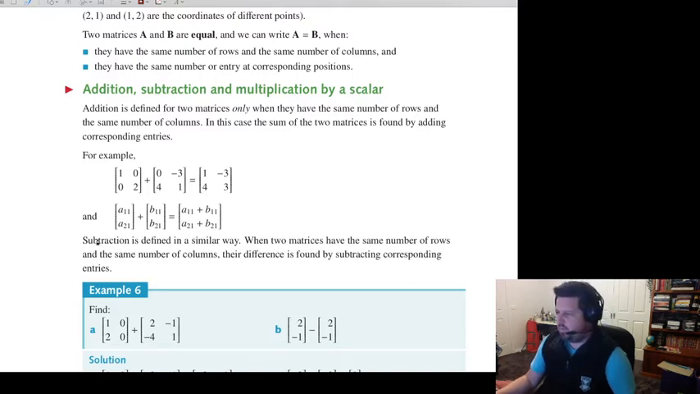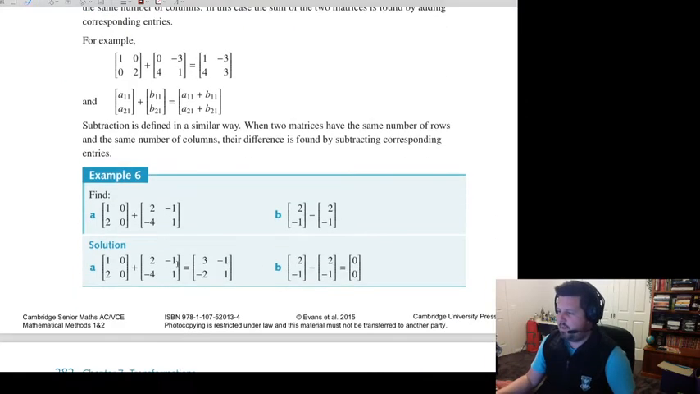Subtraction, as I sort of alluded to, works the same way. When the two matrices have the same number of rows and the same number of columns, their difference is found by subtracting the corresponding entries. No surprises there.